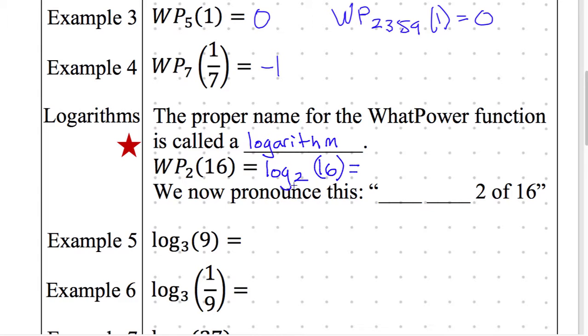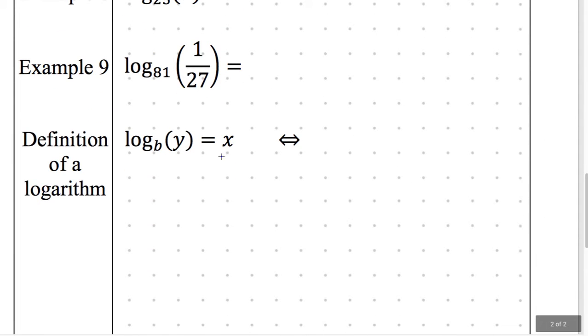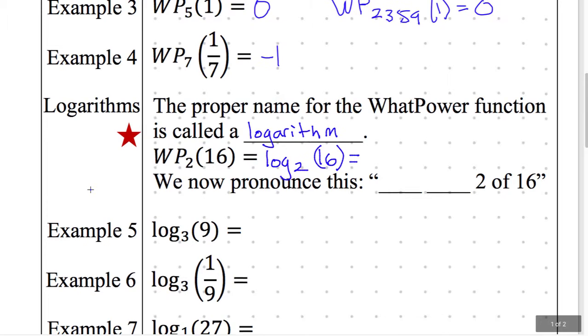Wait, what does logarithm mean? It's just a what power function. Logarithm is what power. It's asking you the power. And I'll do my really big reveal at the very end when I do the definition of a logarithm. But for now, we're just going to go with it. It's called a what power function. Yeah, Fiona, 2 to what power is 16? 4. 2 to the 4th power is 16. Thank you, Fiona.